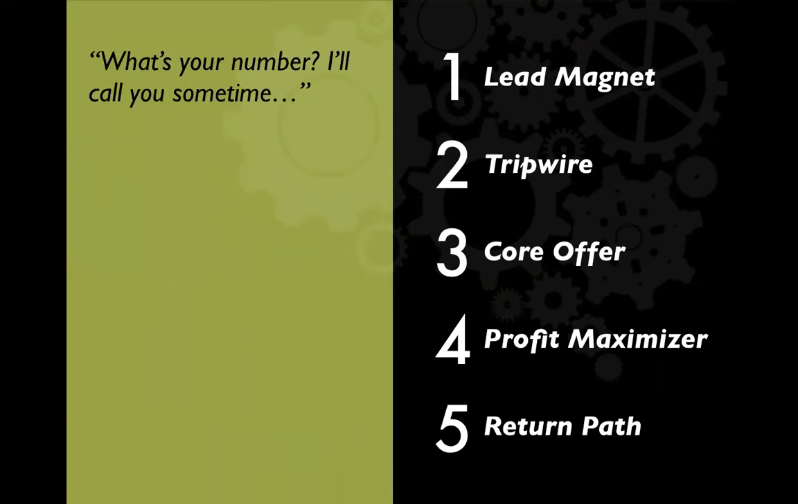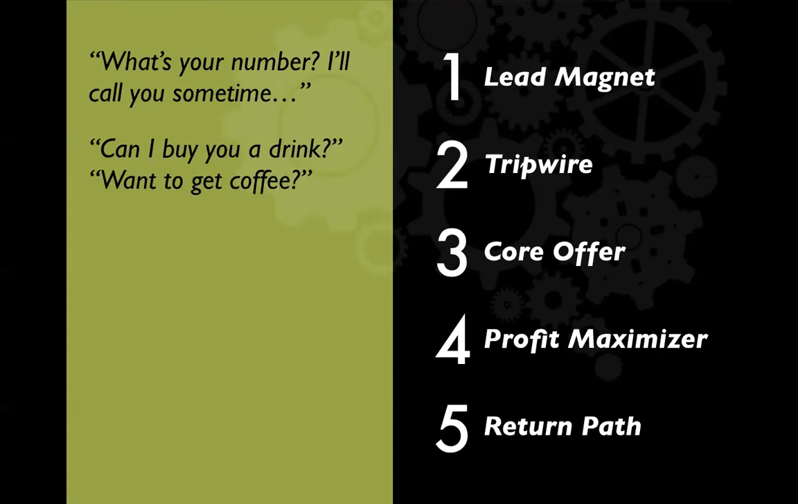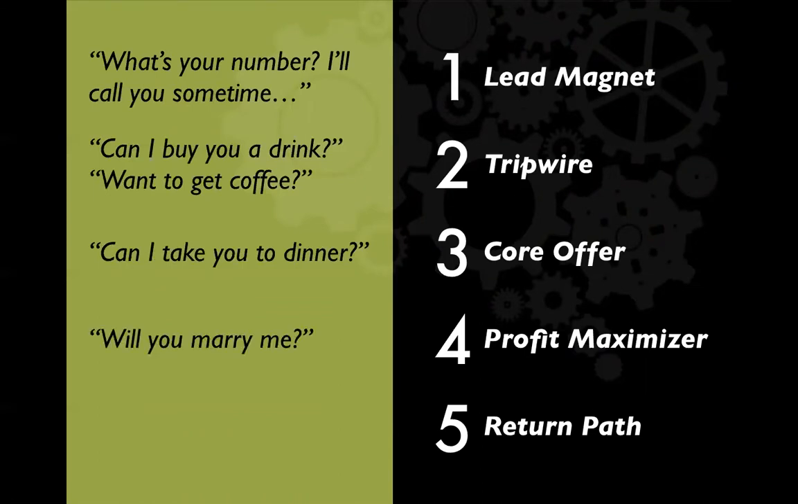It'll all come together. So your lead magnet is the equivalent of, what's your number? I'll call you sometime. Your tripwire is, can I buy you a drink? Or do you want to get some coffee? Your core offer, can I take you to dinner? Your profit maximizer, will you marry me? And 5, your return path. That's flowers, date night, you're maintaining, right?